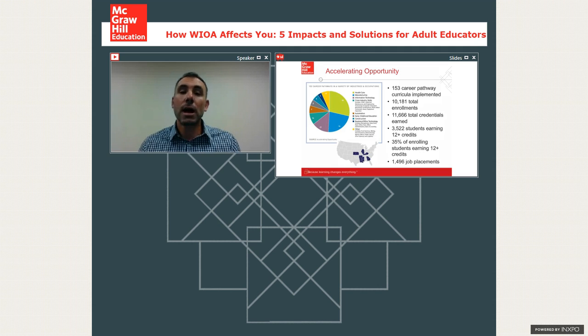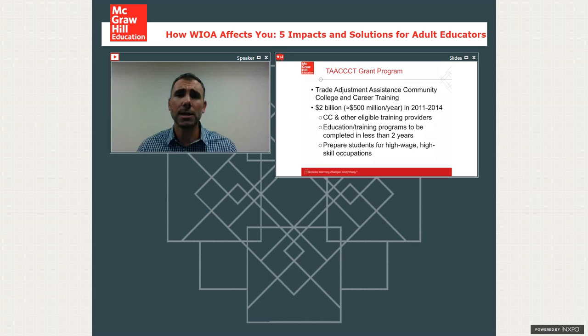When looking at the Accelerating Opportunity Initiative, it's one that happened in the early 2010s. You can see some statistics here. It was a successful program. It was implemented in 7 states, not the same 7 states that implemented Shifting Gears, but these were programs that truly focused on career pathways. They focused on specific high-growth industries within their area. They focused on the occupational content, and they integrated academic skills into that content.